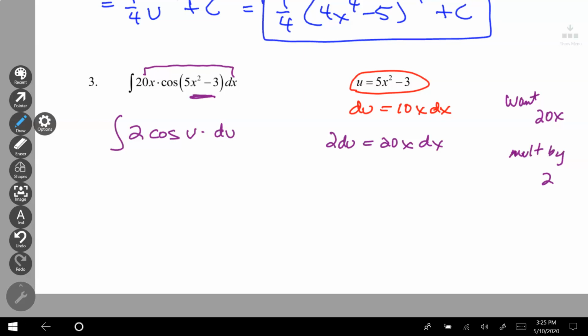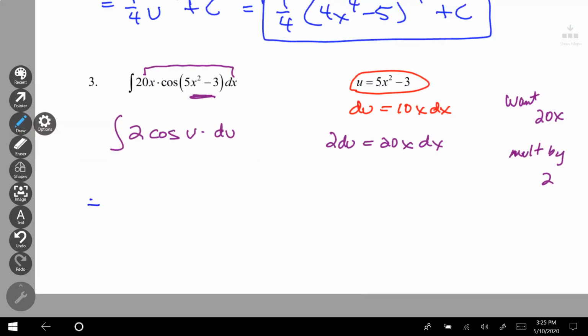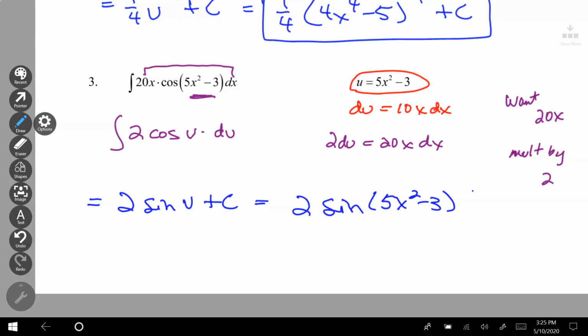Change color. I get equals 2 sine of u plus c, or 2 sine, and the u is really just 5x squared minus 3, plus c.